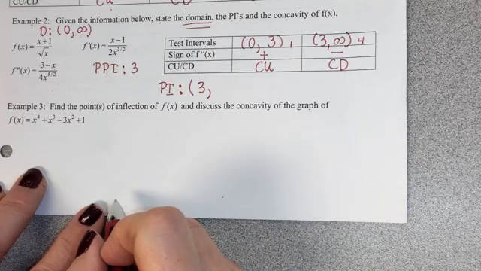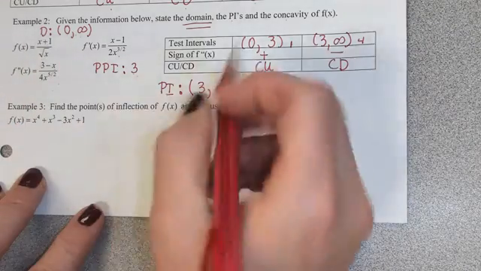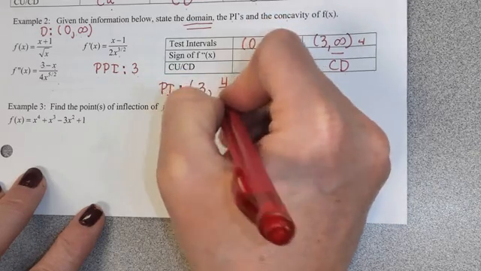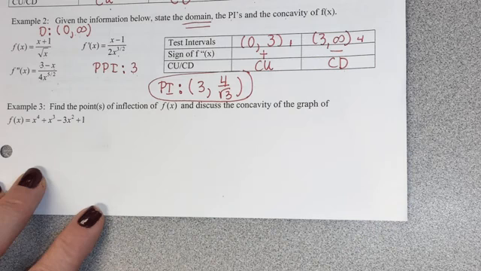Where do I substitute in? Original. 3 plus 1 is 4. So it's 4 over radical 3 is where that point of inflection occurs. Questions on the first two?